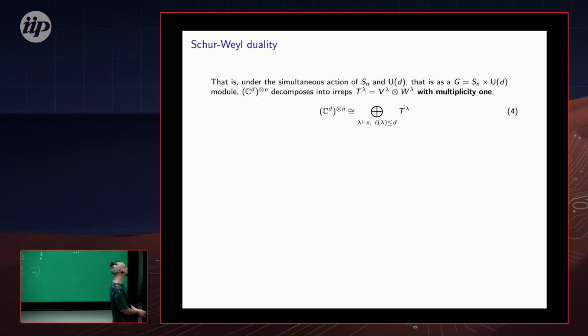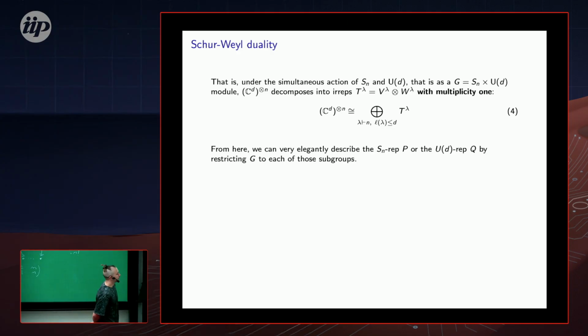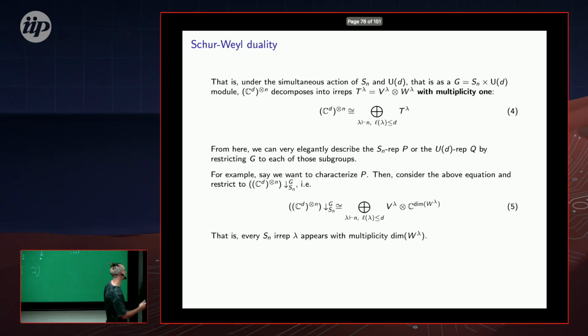But we need to understand who V lambda and W lambda are in order to understand these equations. But besides assuming that we understand those, one can already see that using this equation, you can elegantly characterize the Sn rep P or the UD rep Q by restricting G to those two groups. Let's see why. Suppose I now take equation 4 and restrict to the subgroup of G that is just Sn, meaning the group action that I'm considering is just making the unitary group go away trivially.